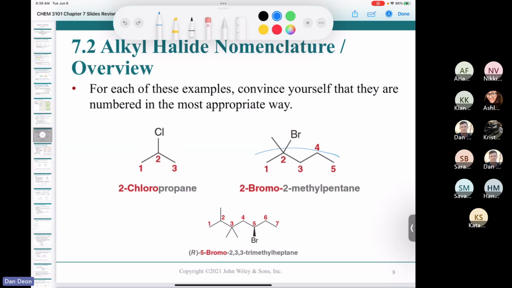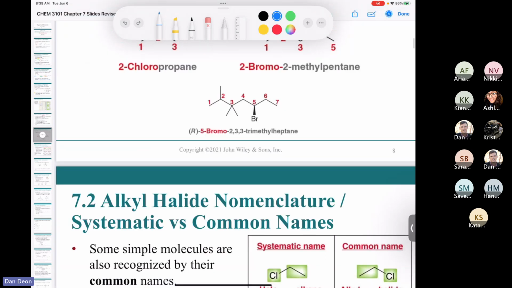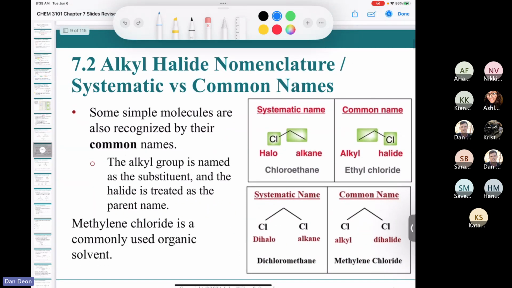If you look at this one over here, the longest chain is a pentane. So you have 2-bromo-2-methylpentane. And then this one down here, wow, they even worked a stereocenter in there. This compound is an R compound, and so it's (R)-5-bromo-2,3,3-trimethylheptane. So what's the best way to master that? It's going to be to practice it. We're going to look at some practice in a little bit.